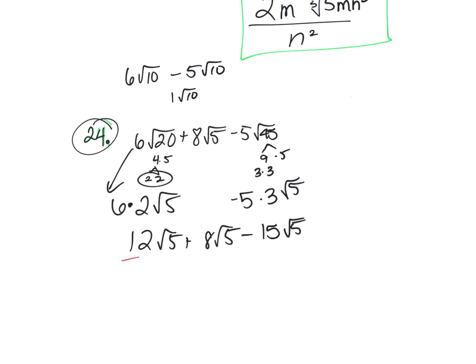And now we're just doing 12 plus 8 minus 15. Twelve plus 8 is 20, minus 15 is 5. We're adding up how many square root 5s there are, so 5 square root 5. That's my answer.